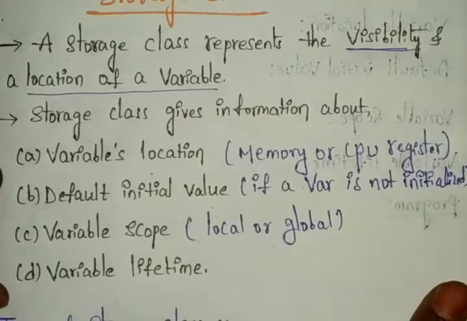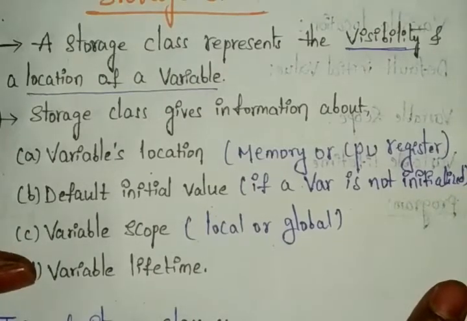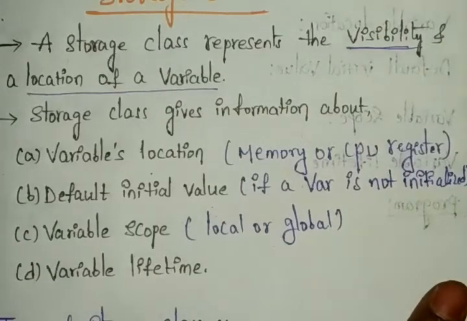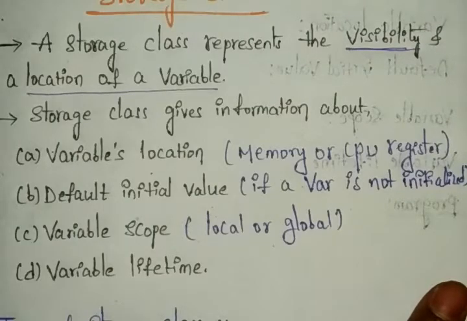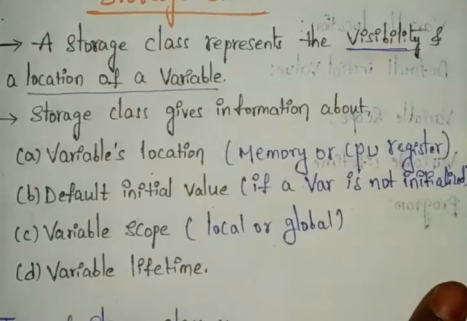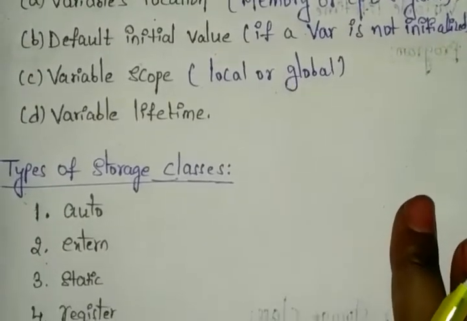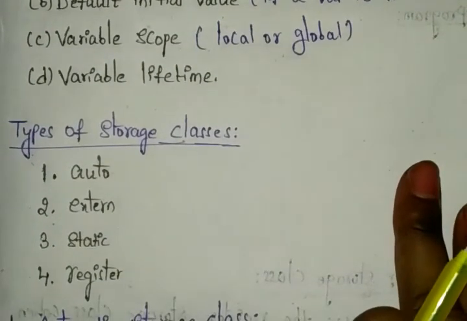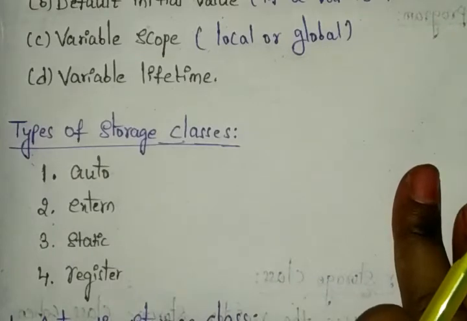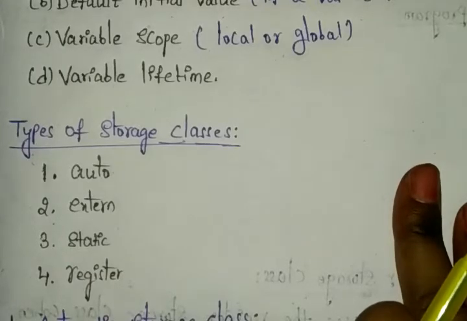By using these 4 aspects, we perform our storage classes. Whatever storage classes we have in our C language use this information. Let's see the types of storage classes in C language. In total there are 4 types of storage classes: auto, extern, static, register. Auto means automatic, extern means external, static. Normally you have static and dynamic, right? Like that. And next we have the register.